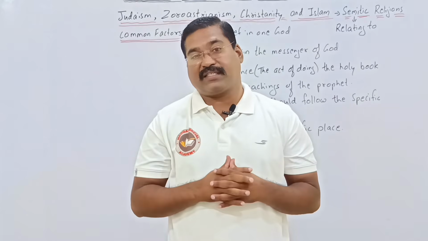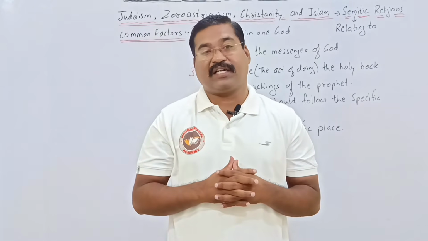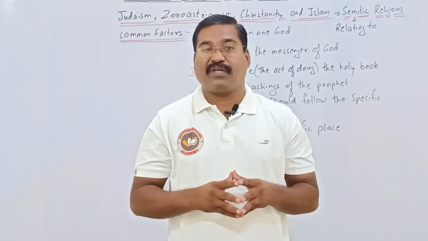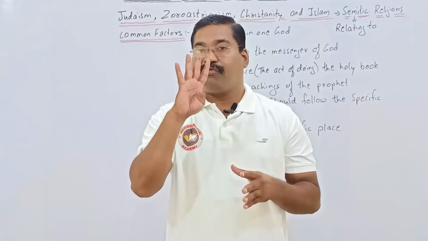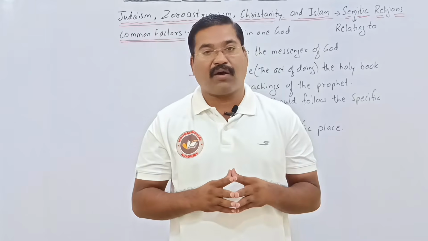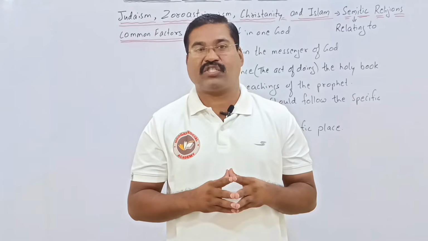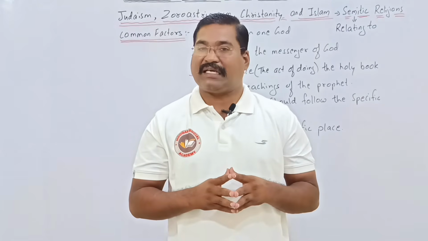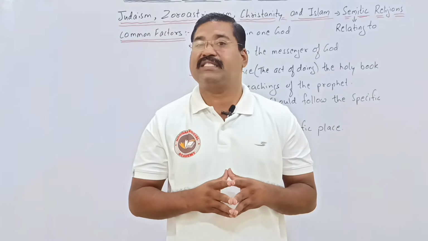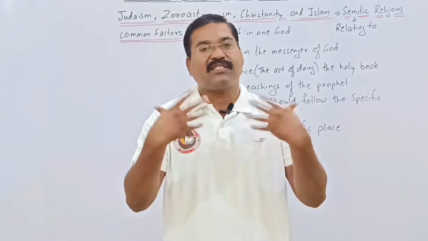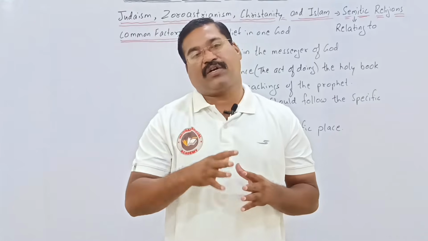In this chapter called history, first part, Western religions, we are going to talk about four different religions. First, Judaism; second, Zoroastrianism; third, Christianity; and the fourth one is Islam. Let us begin our topic with the introduction part.